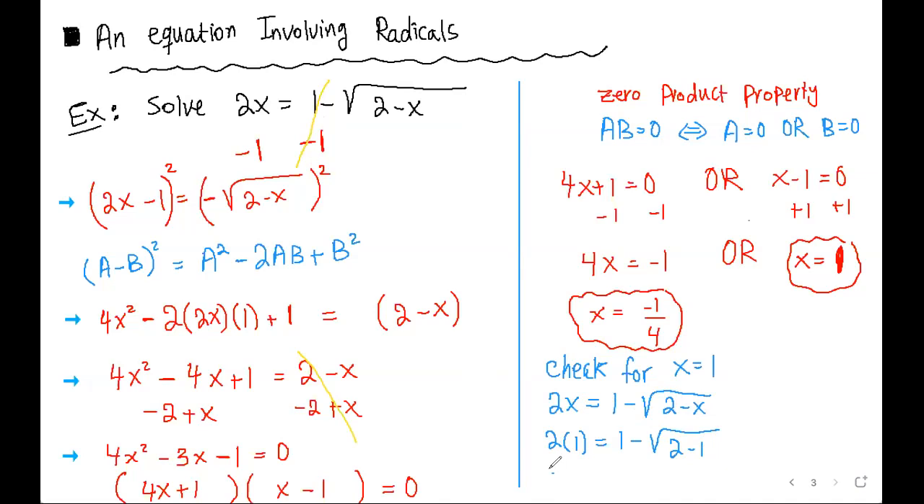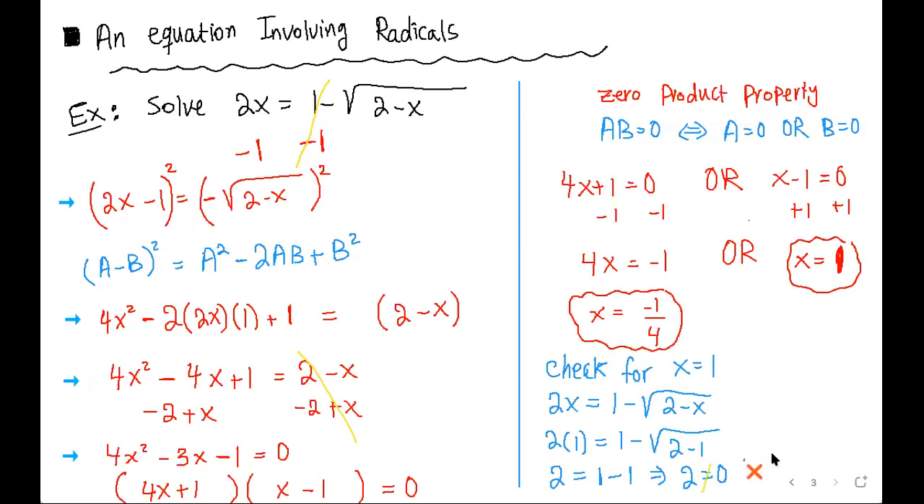2 times 1 is 2, equal 1 minus the square root of 2 minus 1, which is 1. So I get here 2 equals 0, and 2 is not equal to 0. So this is not a solution. So x equal 1 is not a solution because 2 is not equal to 0. The left hand side is not the same as the right hand side. So this is not a solution here.